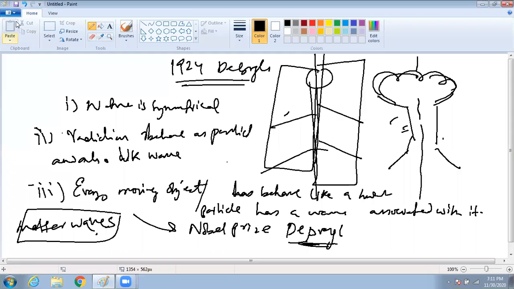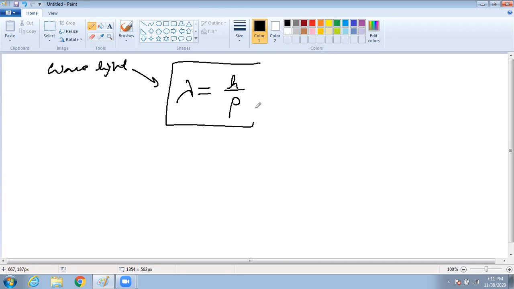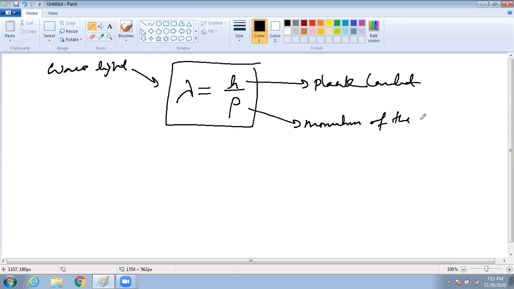Okay. So now we will see the wavelength of those waves. Every wave has a wavelength, has a frequency, has a time period, everything. So what is the wavelength of these waves? That wavelength is given by h by p. You know what is this h? Planck's constant. And what is this p? Momentum of the particle, similar to a photon.